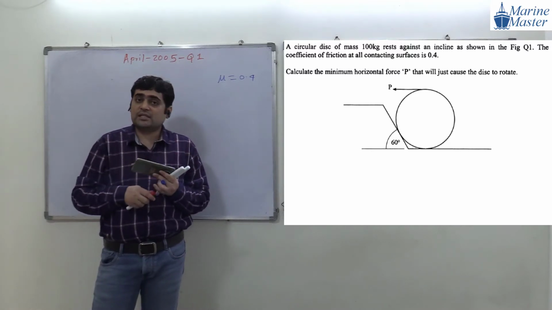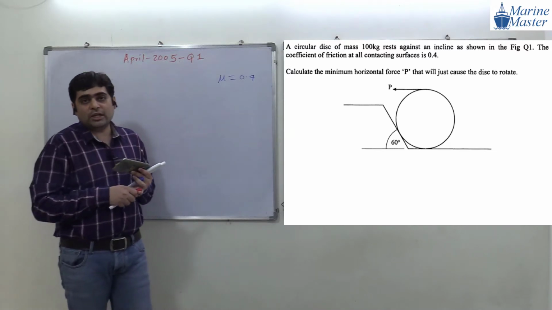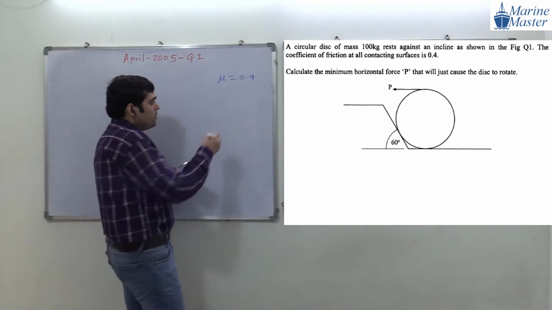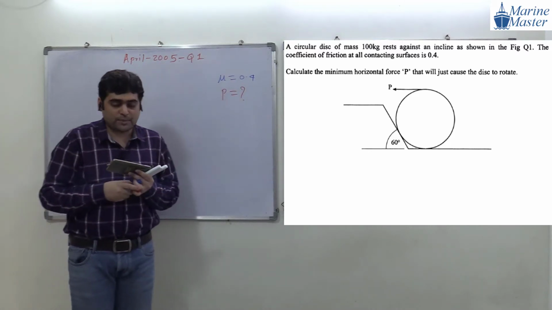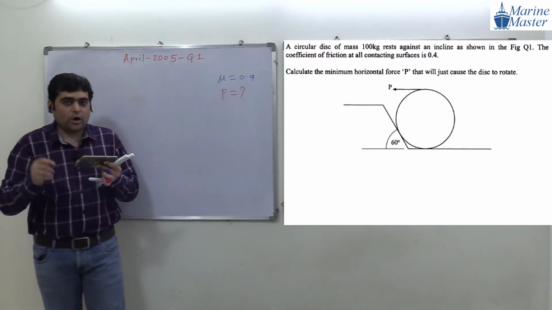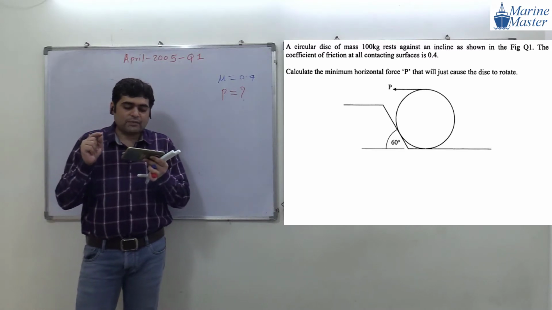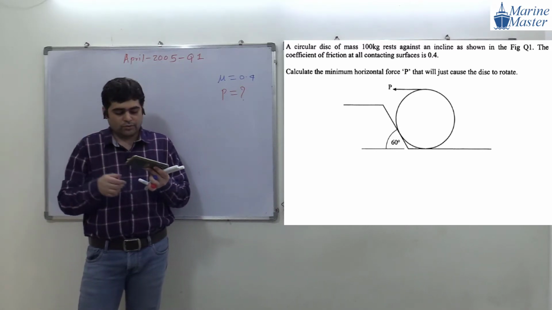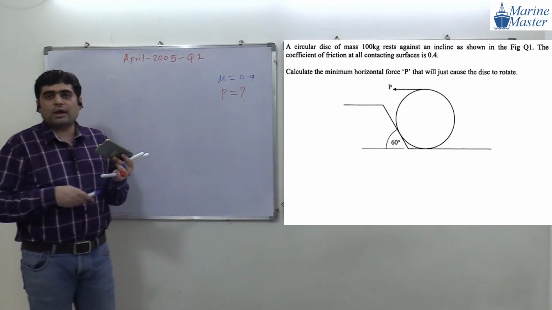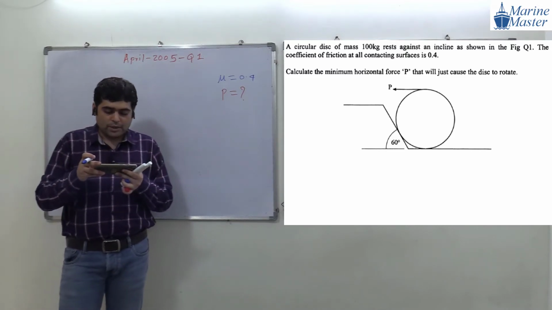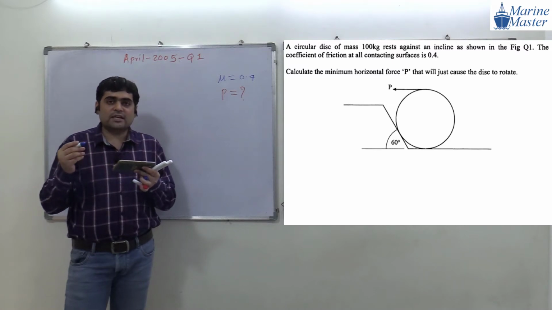Here they are asking us for force P. The meaning of P is not pressure here; P is force. P is our target. Calculate the horizontal force P that will just cause the disc to rotate. So we have to find out P, the force that will just cause the disc to rotate.